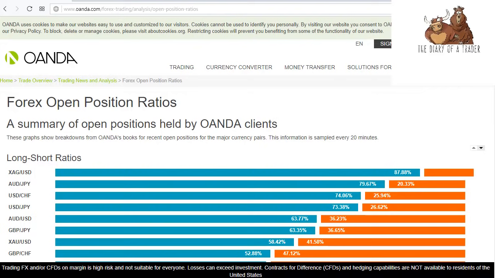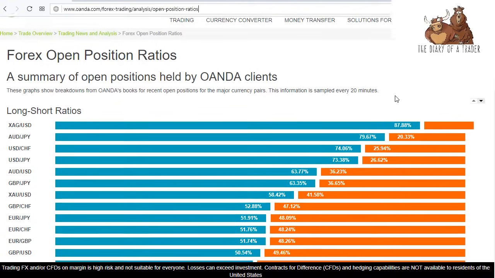But ultimately, I think that the biggest problem that we need to look at is who is placed where. That is a bigger player in this market. There are a couple places online that you can freely look to find out where the overall attitude of participants is. This first one is the brokerage firm in the United States, Oanda, and they have a page here in the analysis section, open position ratios.